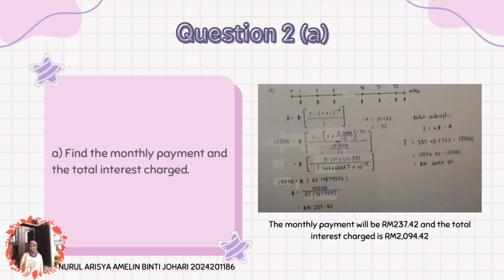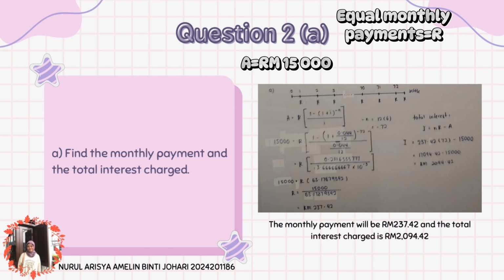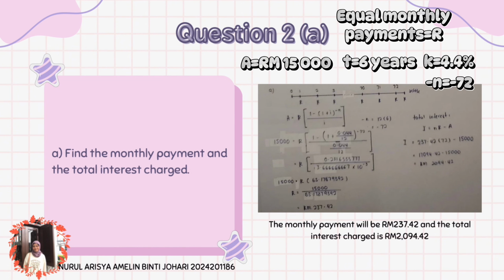First, the information that we could get from the question is 15,000 ringgit is A, which is our present value. Next, the equal monthly payments, which is R. After that, our small t is 6 years. Next, our k is 4.4%. Next, we have to find the negative n. Negative n equals 12 times 6, which is equal to negative 72.